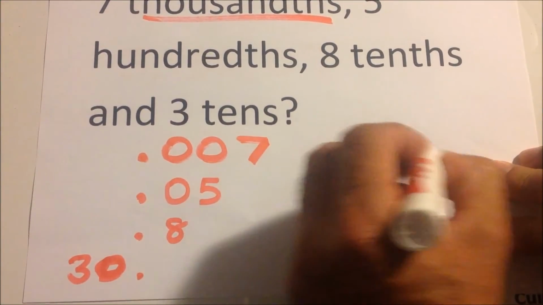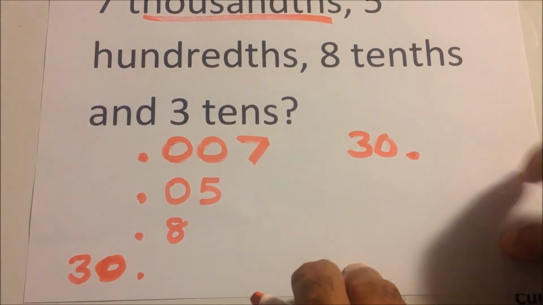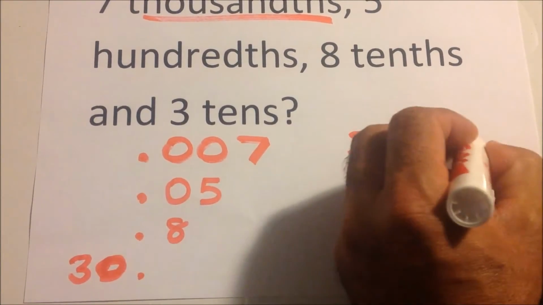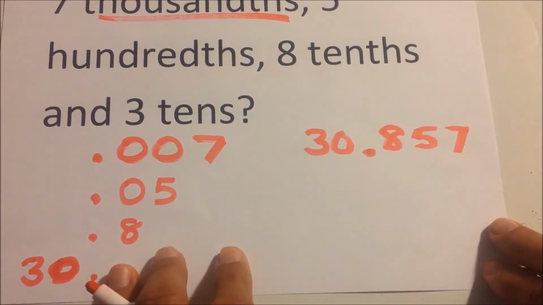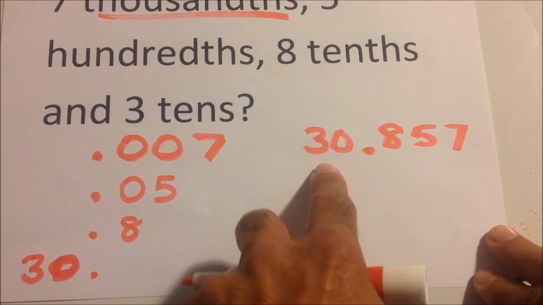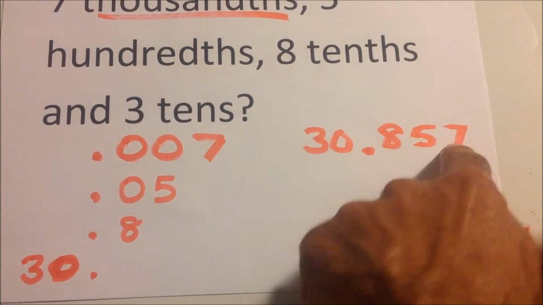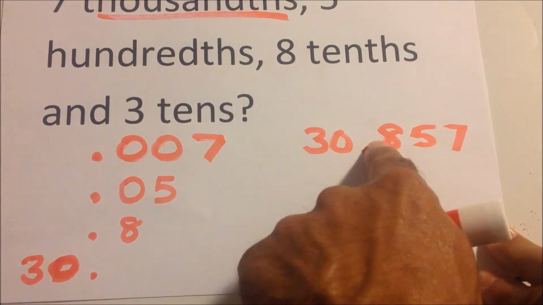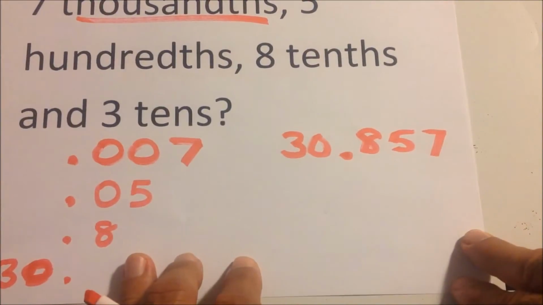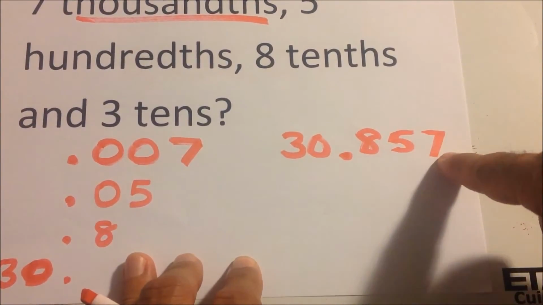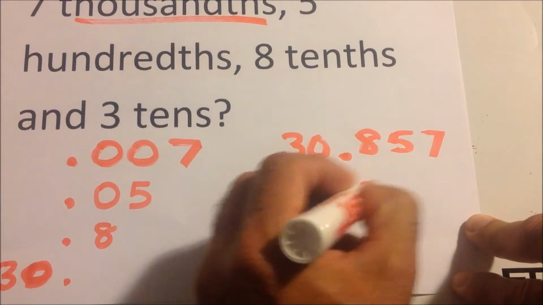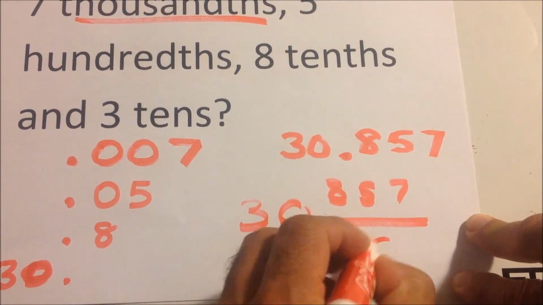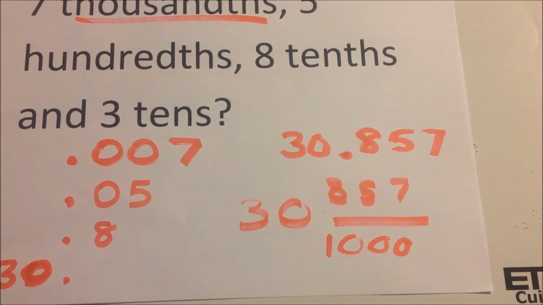So let's put it all together. It's 30. What's the decimal mean again? And we have 857. So how would you read 30.857? That's in standard form. 30 and 857. You read the whole number first, and then the last place value. 857 thousandths. I can make the fraction. Looks like that.